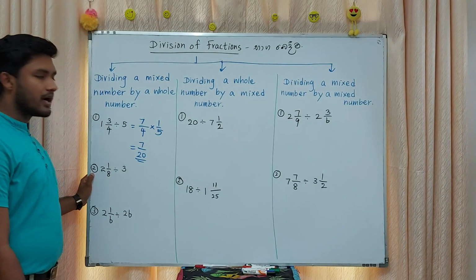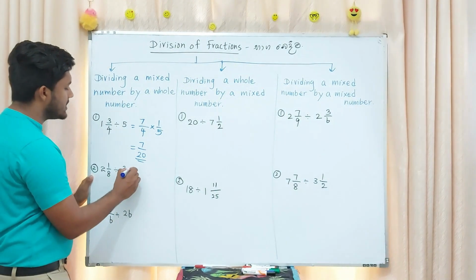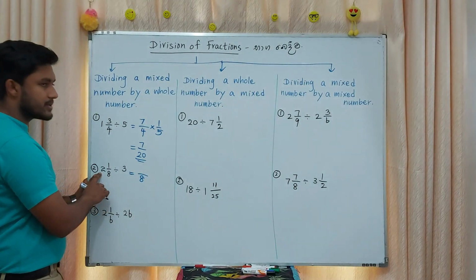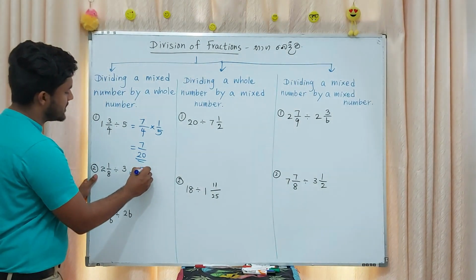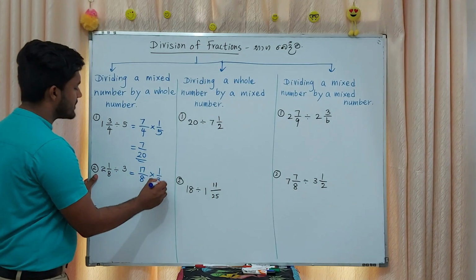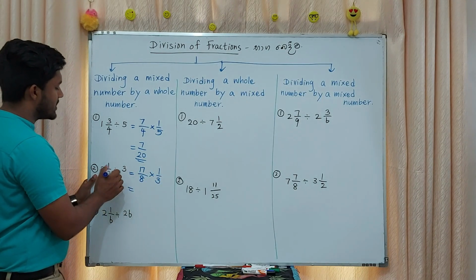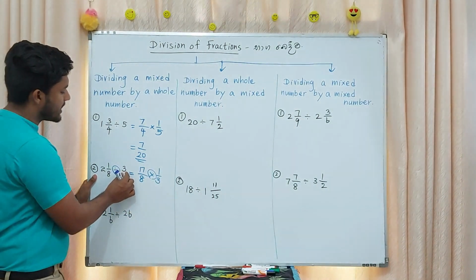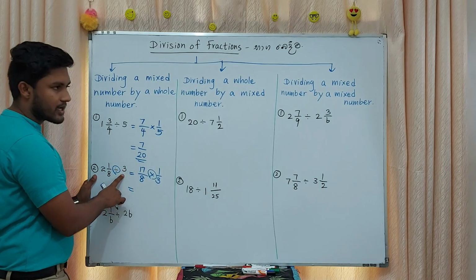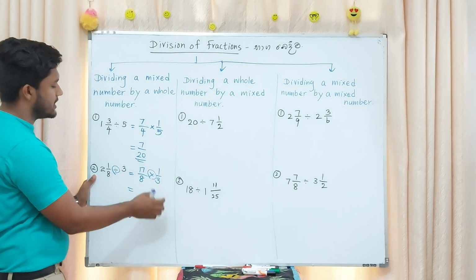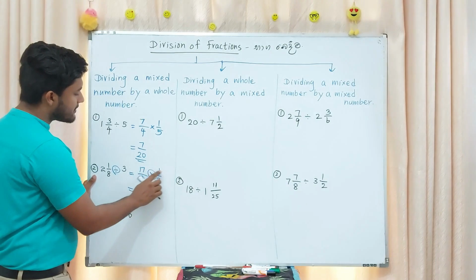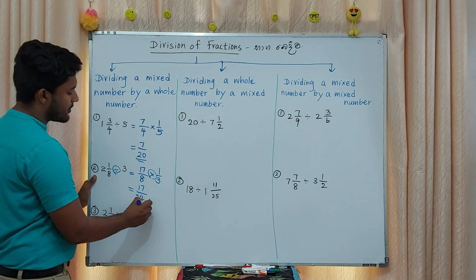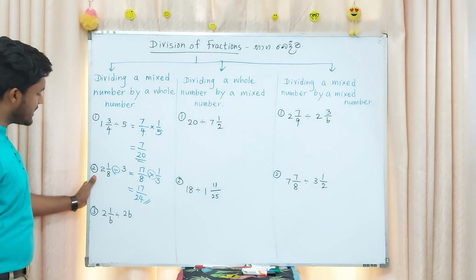Then 2, 1 over 8 divided by 3. Here 8, 8 into 2, 16, 16 plus 1, 17 into 1 over 3. That means the division mark converted into a multiplication. We want to get the reciprocal of 3. Reciprocal of 3 is 1 over 3. 17 into 1, 17. 8 into 3, 24. 17 over 24 is the answer.